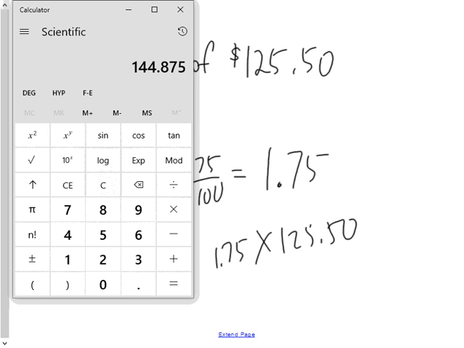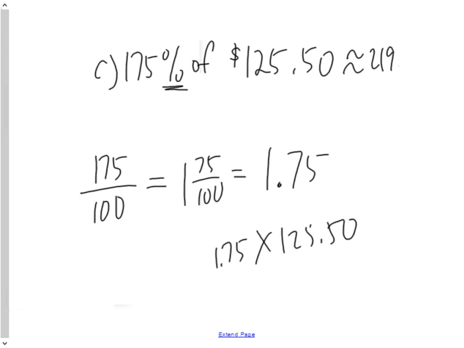Grab your calculator. Multiplying by 1 would be 100%. Tacking on an additional decimal 75 would be the additional 75% of that 125.50. Again, we have an answer we have to round here, so it's $219.63. So approximately $219.63.